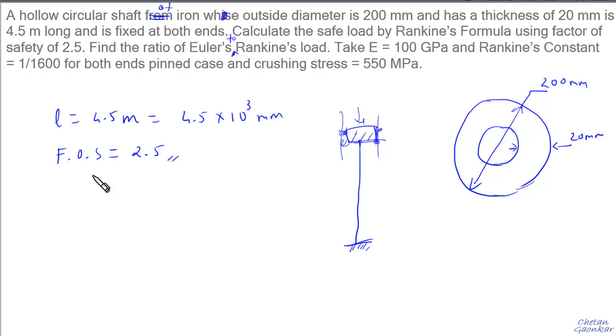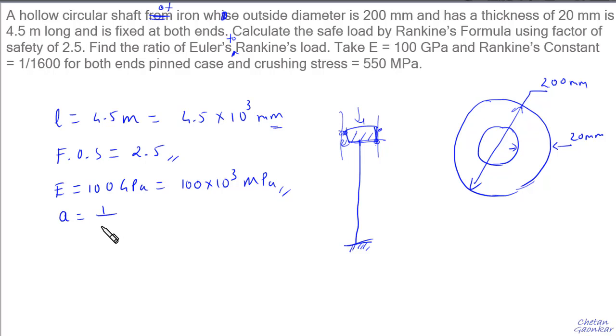Other properties like E are given to us. E is 100 GPa, which can again be written as 100 multiplied by 10 to the power 3 MPa, because we prefer everything in terms of mm, megapascals and newtons. Rankine's constant is given to us very well.